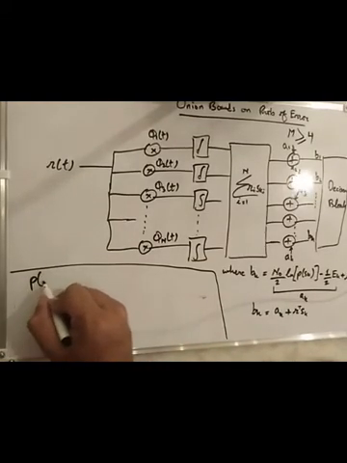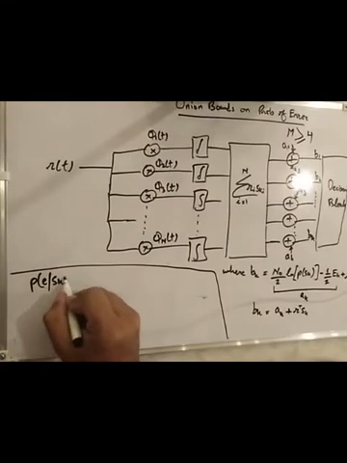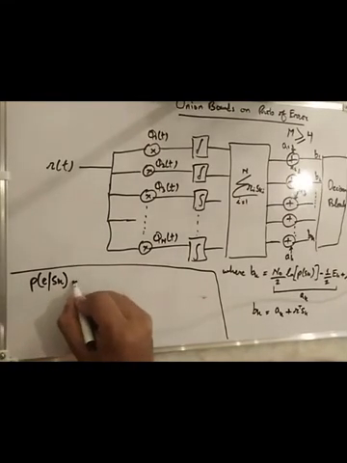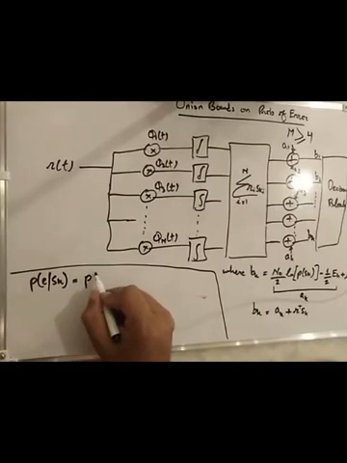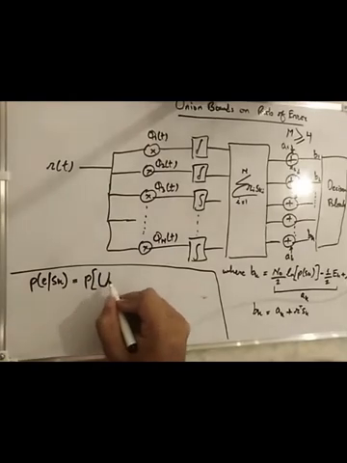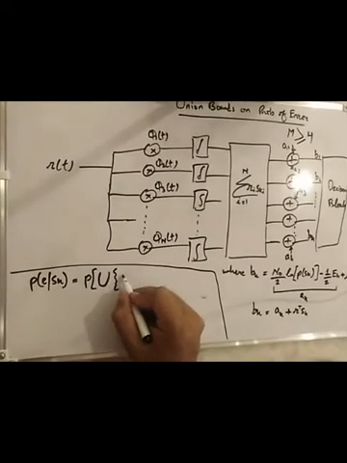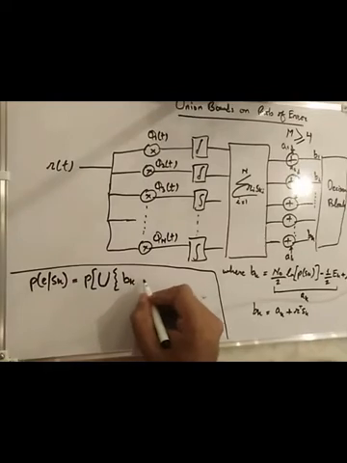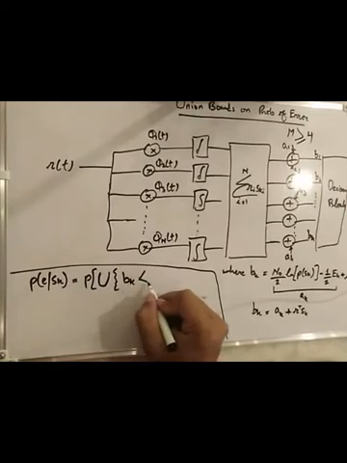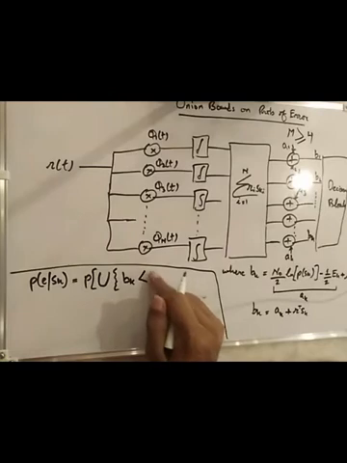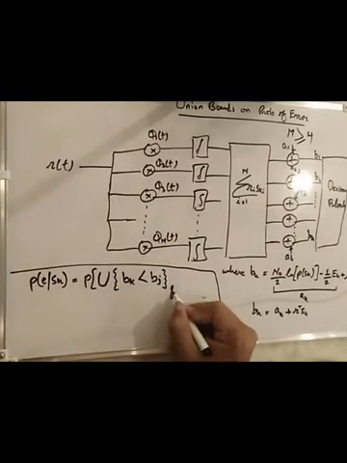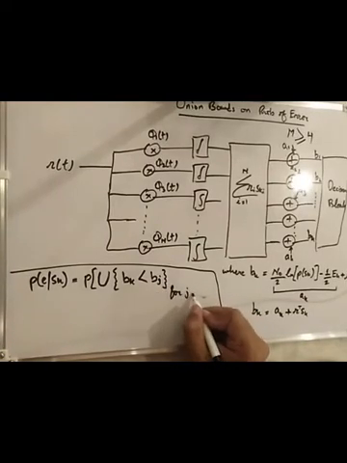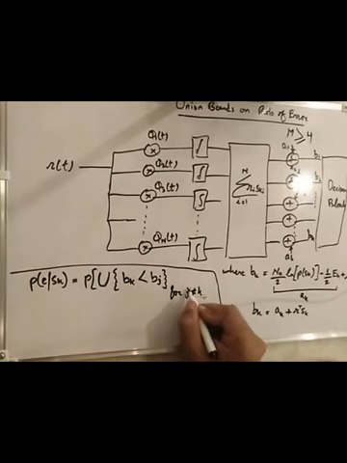Probability of error given the signal class SK is equivalent to the probability of the union of all such events when BK is less than BJ, for J not equivalent to K.